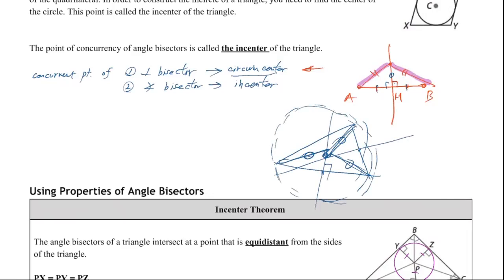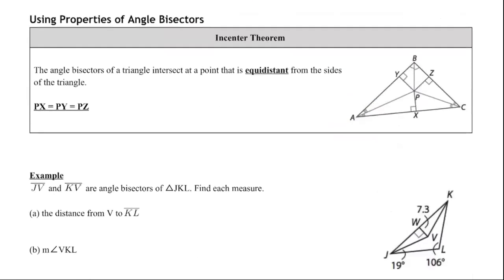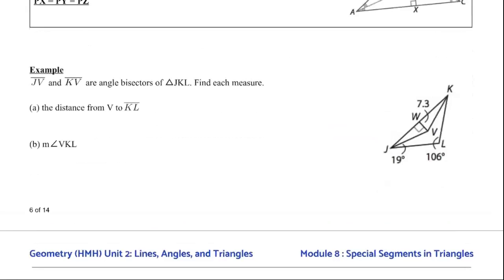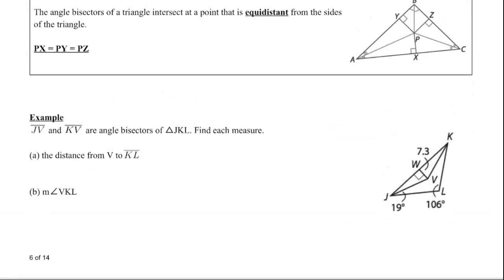All right, guys. I thought it would be a good point of comparison before we move on. Let me go to the blank page over here. So now the example we have is for us to do this exercise, okay? We know that JV and KV are angle bisectors of triangle JKL, which means what? We want to find the distance of V to KL. So it's here, right? That's what they're looking for.